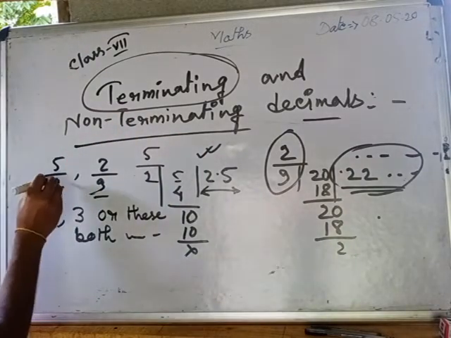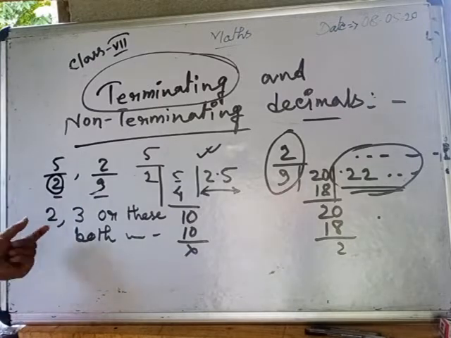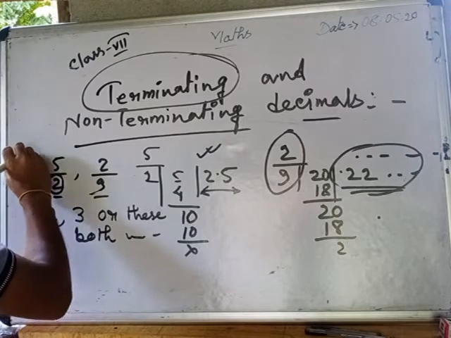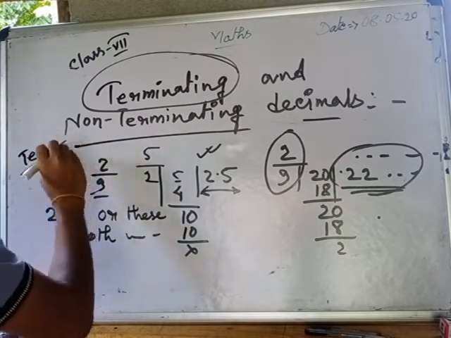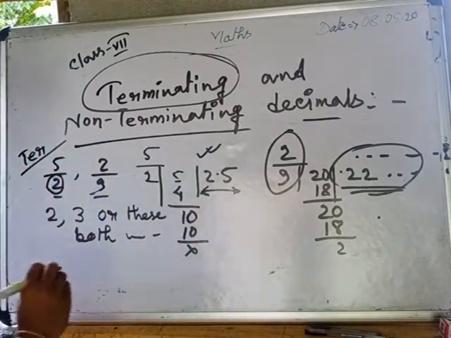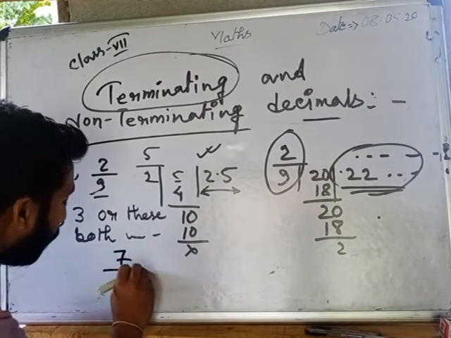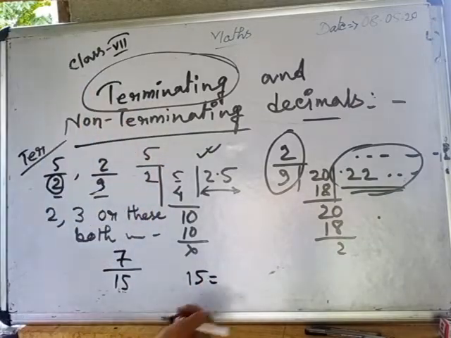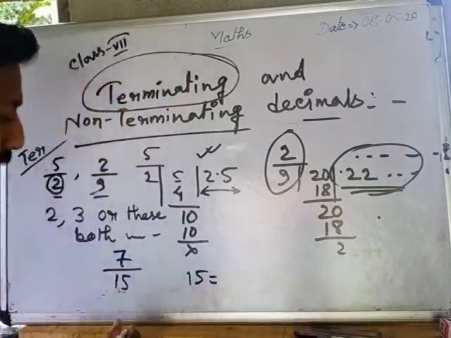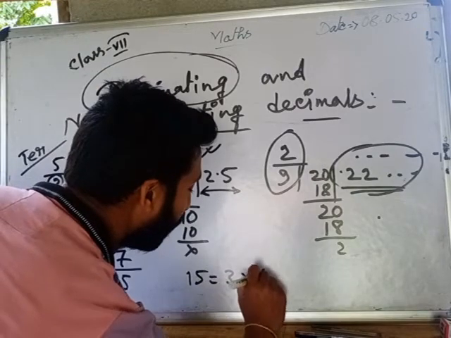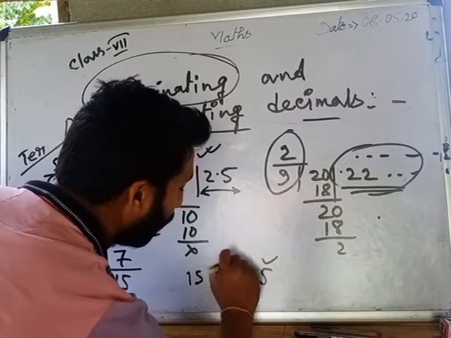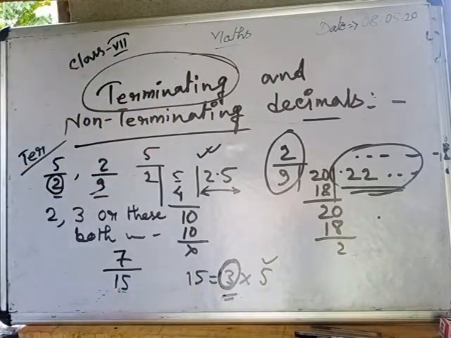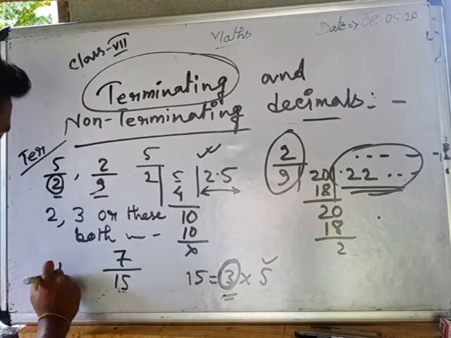As the denominator here is 2, it is a terminating fraction. But if it is 7 by 15, we should factorize 15, that is 3 and 5. 5 is there, but 3 is also there. If 3 is in the denominator, this one is a non-terminating fraction.